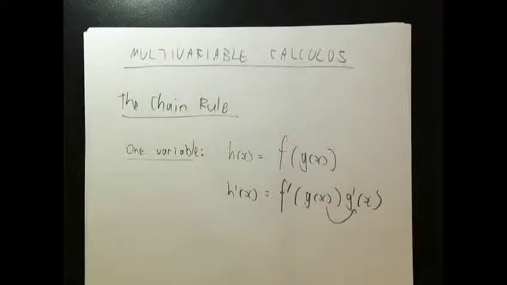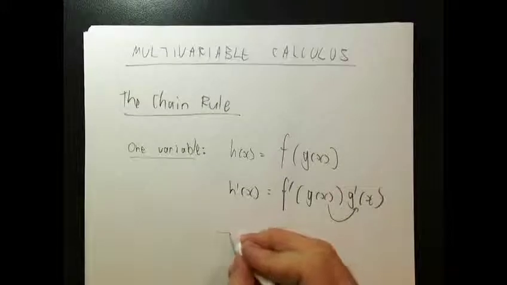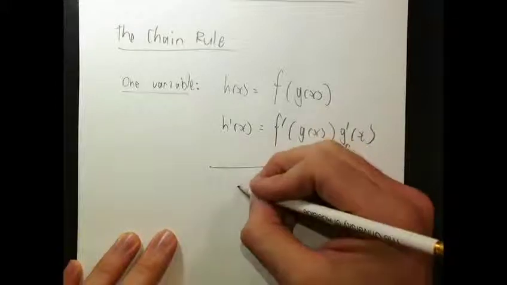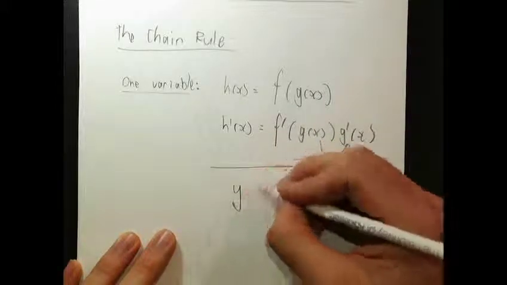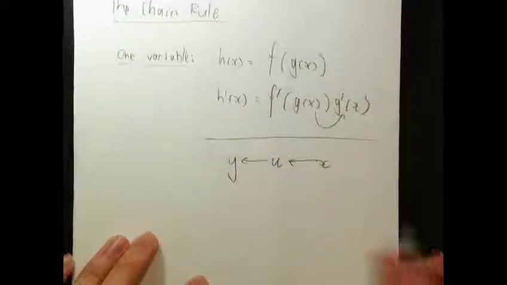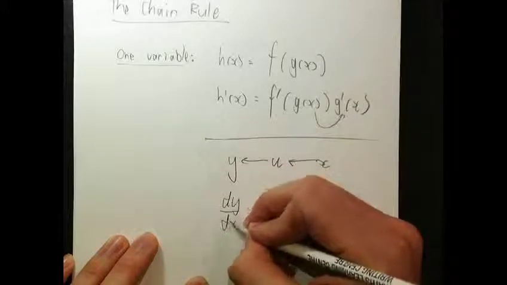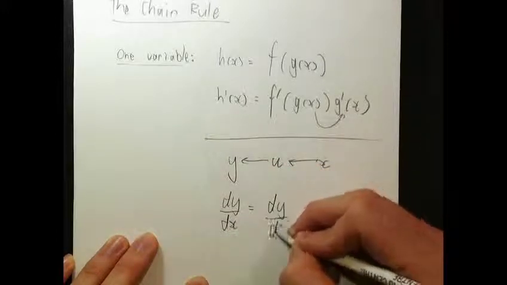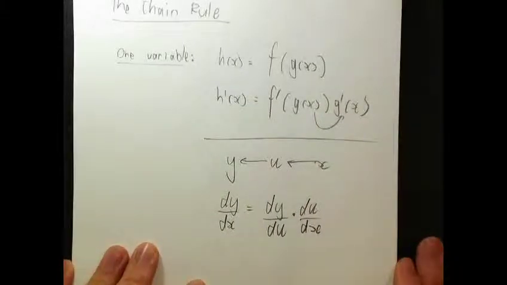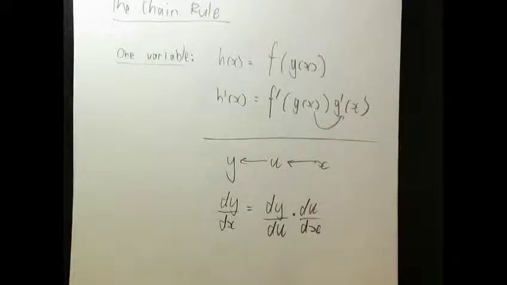But multivariable calculus is a bit trickier, and the dash is a bit difficult to understand, as it's unclear which variable it's referring to. And so what we do is we need to use the other version of the one variable chain rule. That version is that you've got a function, maybe y, which is a function of u, which is a function of x. And then dy on dx is dy on du times du on dx. This is Leibniz's version of the chain rule.